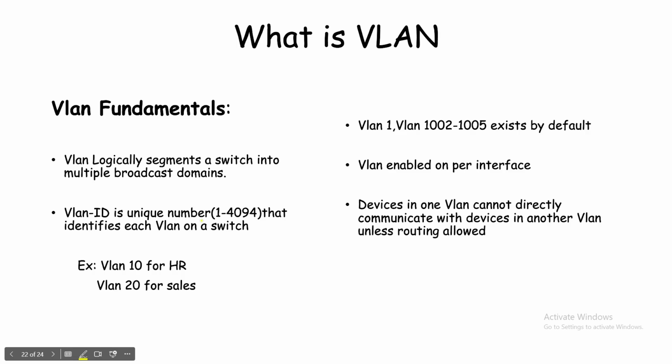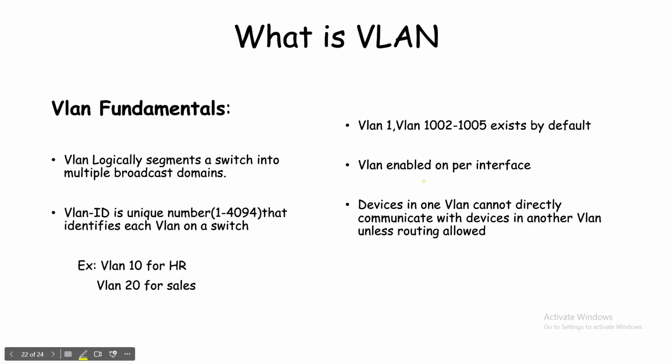And coming to the VLAN fundamentals, a VLAN has an ID which is called the VLAN ID. It is a unique number, from 1 to 4094, that identifies each VLAN on a switch. For example, VLAN 10 for HR, VLAN 20 for sales. And we have a few default VLANs, which are VLAN 1 and 1002 to 1005, which exist by default, but we will not use them on the devices and we cannot delete them as well.